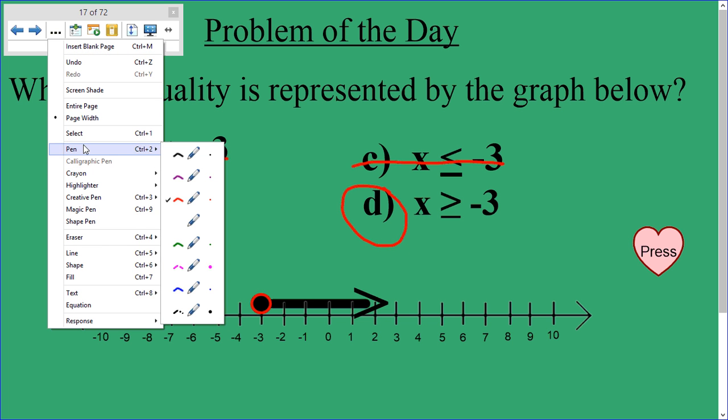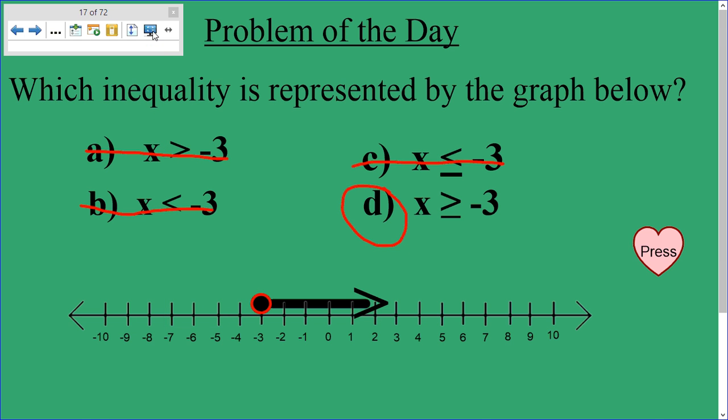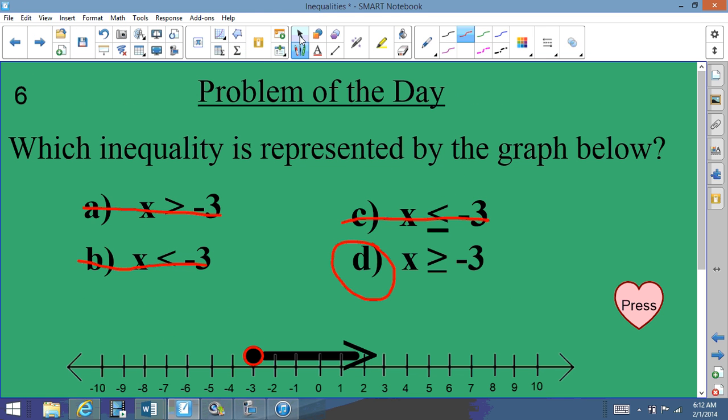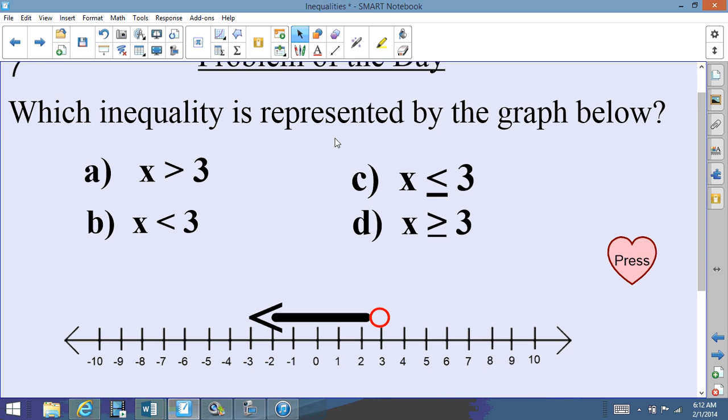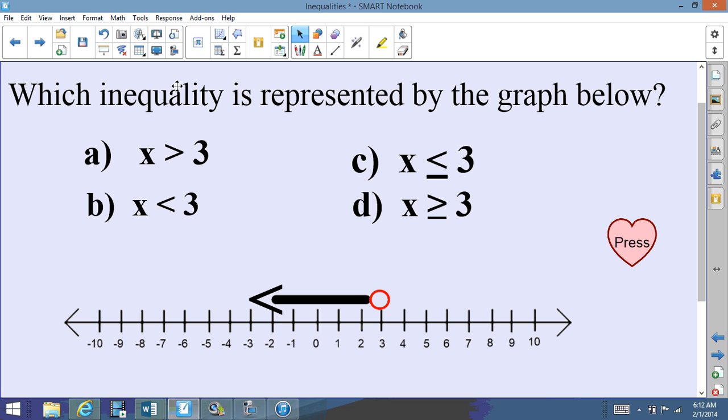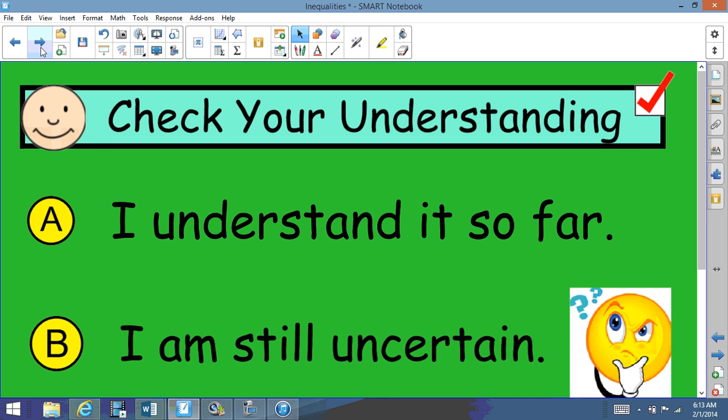So check yourself, see if you're having problems with this. Go over the vocabulary once again. This is good practice. Here's another question for you. See if you can get it. So bring your questions in tomorrow. I'll be glad to answer them.